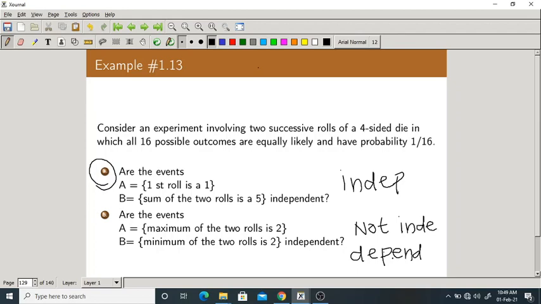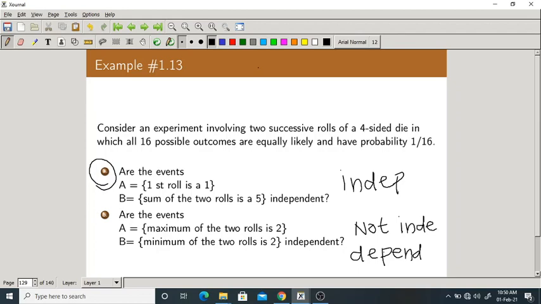Which means in the first part, the occurrence of A has no effect on the occurrence of B. In the second part, the occurrence of A has an effect on the occurrence of B. Why? How can you visualize these things?